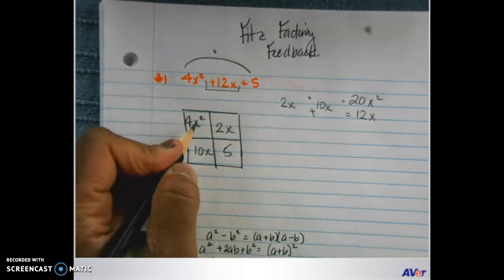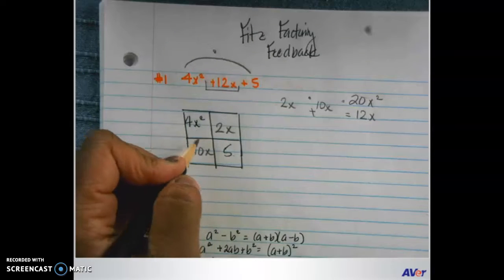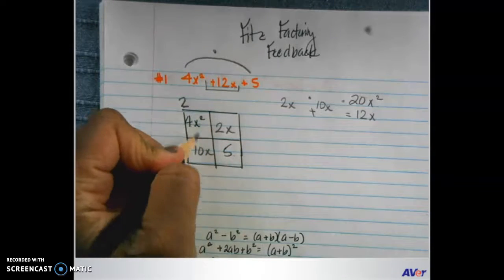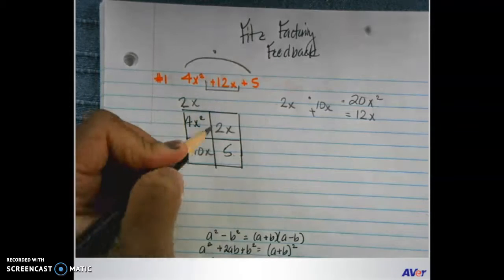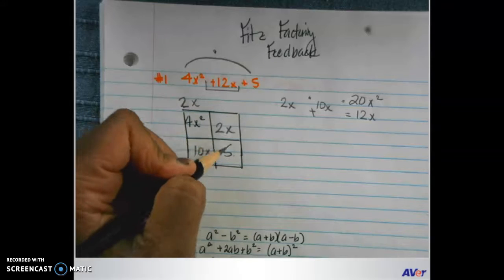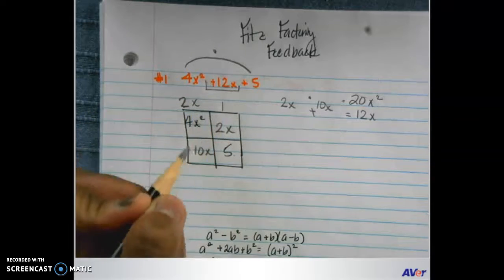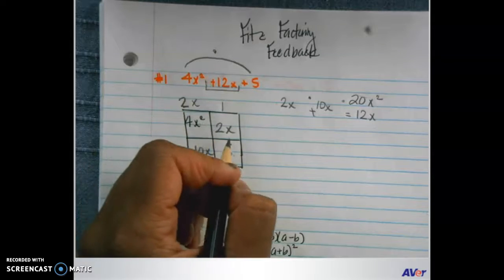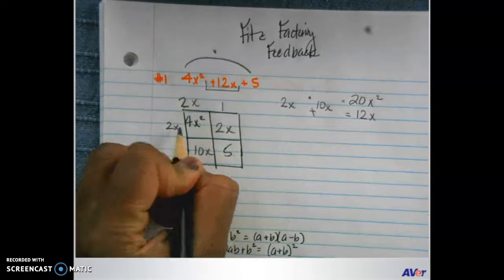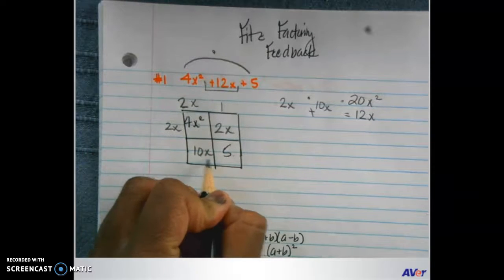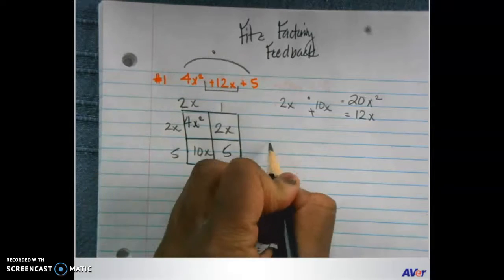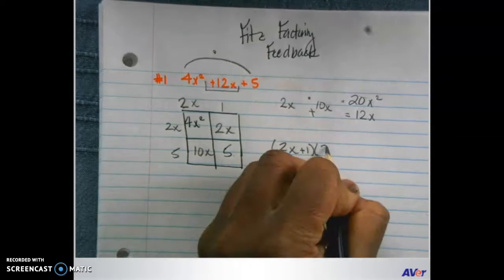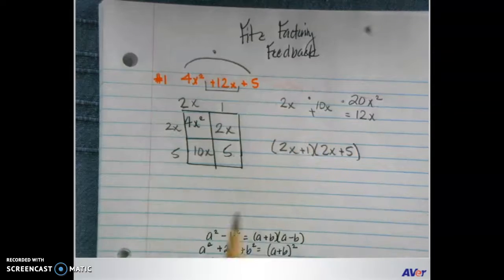Then factoring using my factor box, the 4x squared and the 10x, well, the 4 and 10 have 2 in common, and then x squared and x have an x in common. Then look at the next column, and I have 2x and 5. They only have the number 1 in common, so I'm going to just write that. And then I'm going to start with this row here. 4x squared and 2x have 2x in common. And then 10x and 5, 10 and 5, they both have a 5 in common. So my answer is going to be 2x plus 1 and 2x plus 5.